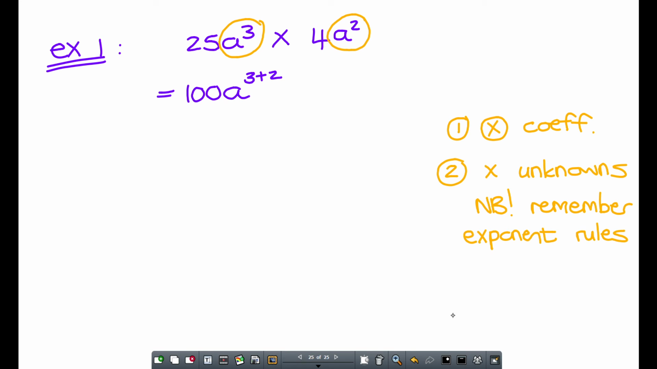This step you do not have to write. I'm just writing it to explain to you guys. So you could skip directly to the answer of 100a to the power of 5. Okay, you guys good? Right, now, same thing, same principle, just one slight change.